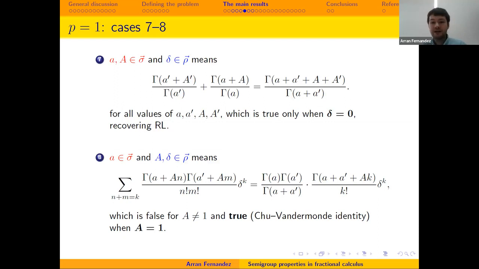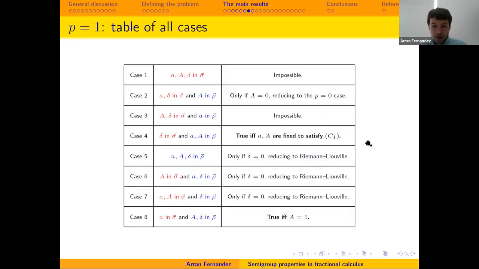So now we've done all 8 cases, summarized in a table. We have case 1 and case 3 are impossible. Case 2 is reductive. Cases 5, 6, 7 are trivial.